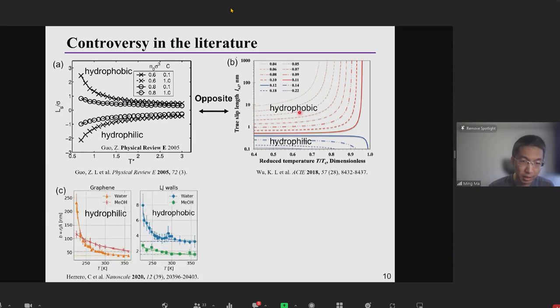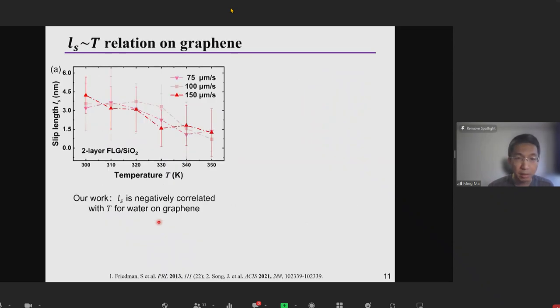What is more interesting is that a paper recently published in Nanoscale, also a theoretical paper, considering the slip length for water on hydrophilic and hydrophobic surfaces, showed that they can show the same trend. So what all these studies showed is that the temperature dependence of slip length is controversial and without any explanation. To understand this, first of all, we carried out our own experiments, and this is our result. We found that for water slip on two-layer graphene supported by silica, the slip length always decreases, no matter the velocities.